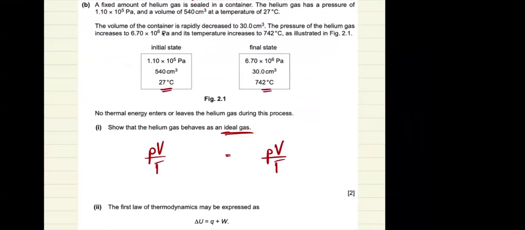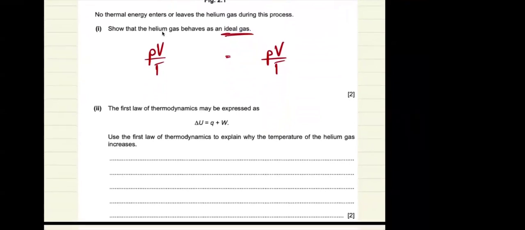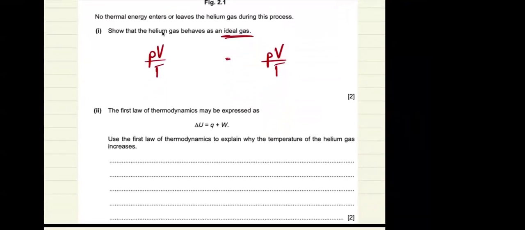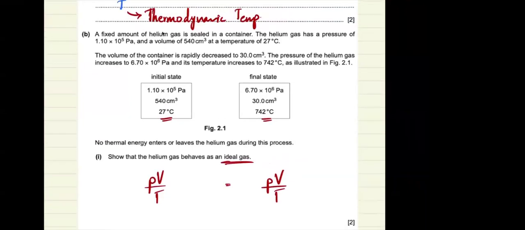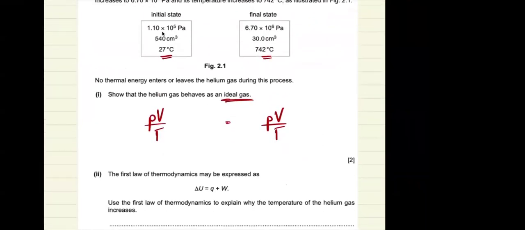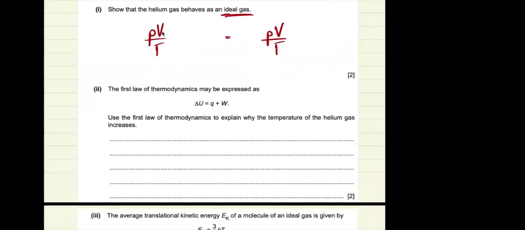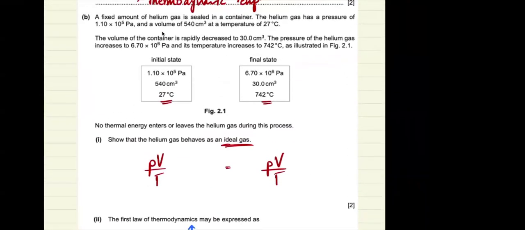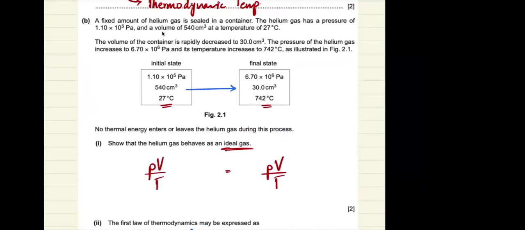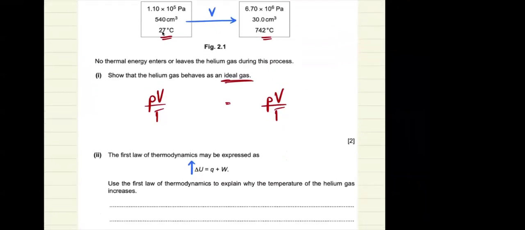Right now, this is degrees Celsius, right? First law of thermodynamics may be expressed as this. Use the first law of thermodynamics to explain why the temperature of the helium gas increases. So here helium was behaving as an ideal gas, and we want to talk about why the temperature increases. If temperature is increasing, this means obviously internal energy is going up. And if we look at the work done here, the volume is decreasing, right? If volume is decreasing, this means that work is being done on the gas. Somebody is pushing down on the plunger.